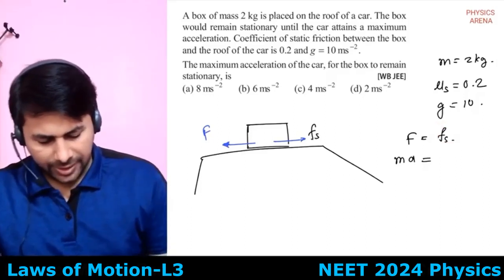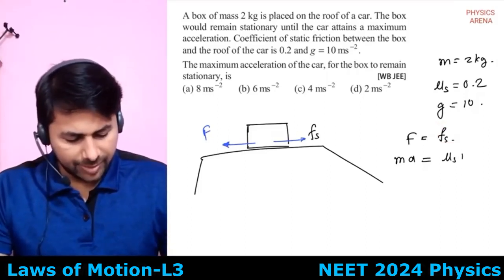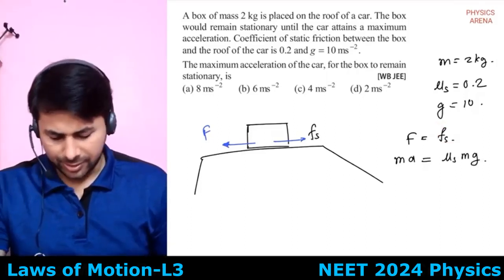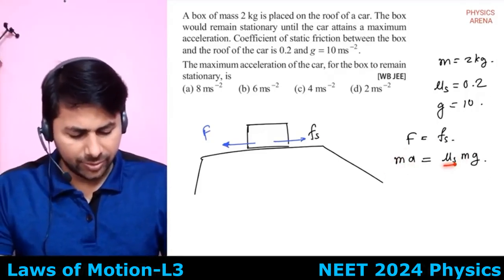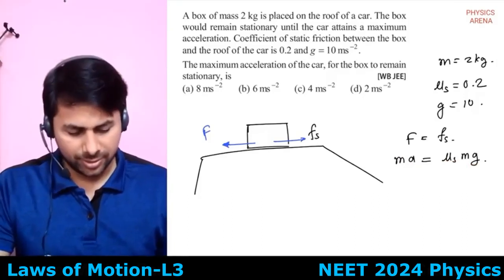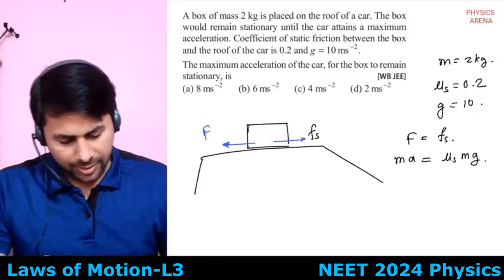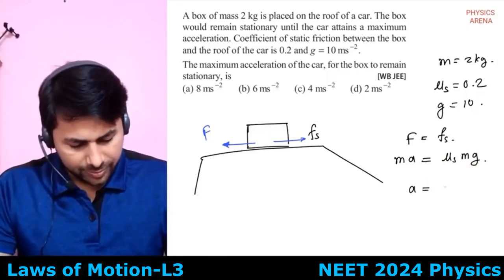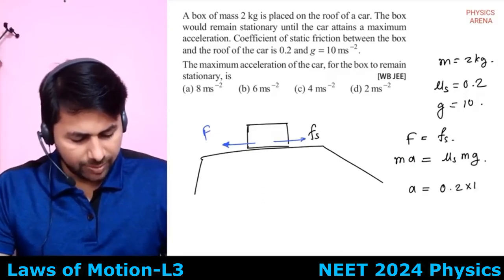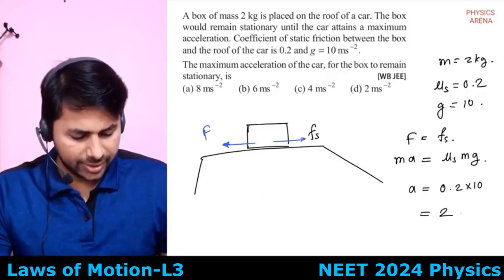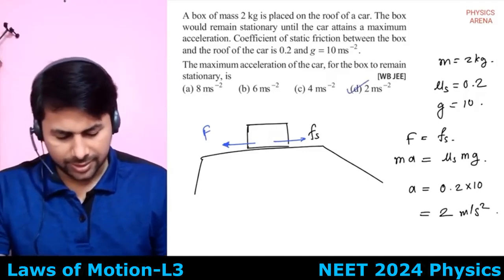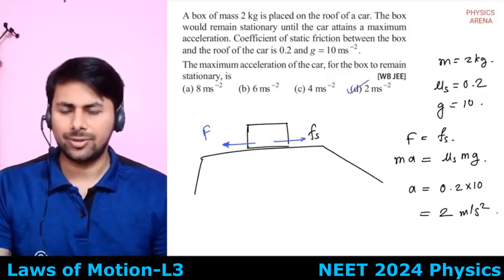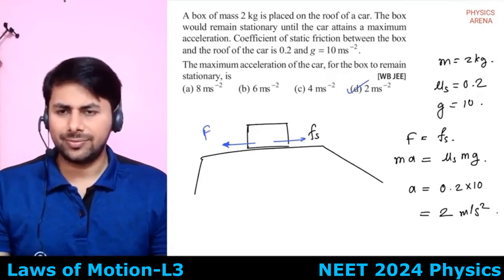How much is Fs? Fs is equal to mu s multiplied by mg. So m and m get cancelled. Acceleration is just equal to mu s multiplied by g. So this is simple. a is equal to mu s, 0.2, multiplied by g, 10. That is 2 meters per second squared. This is the answer. Is it clear? Yes, no?